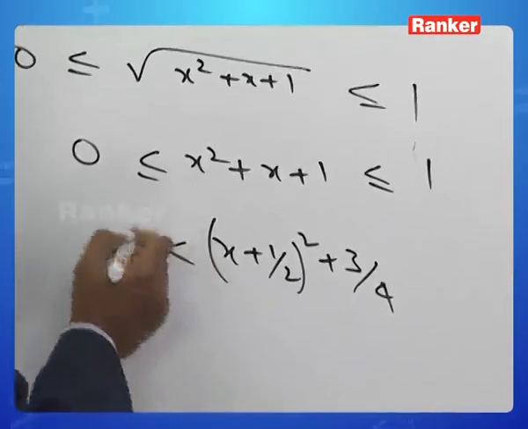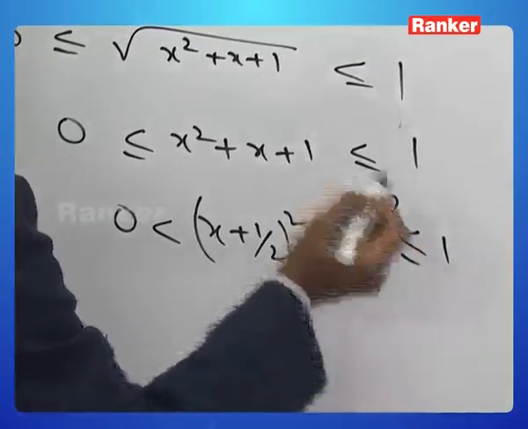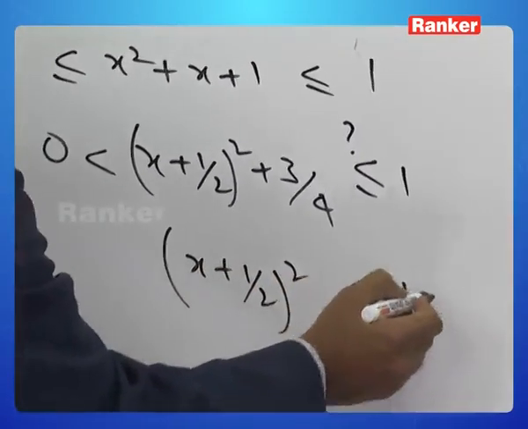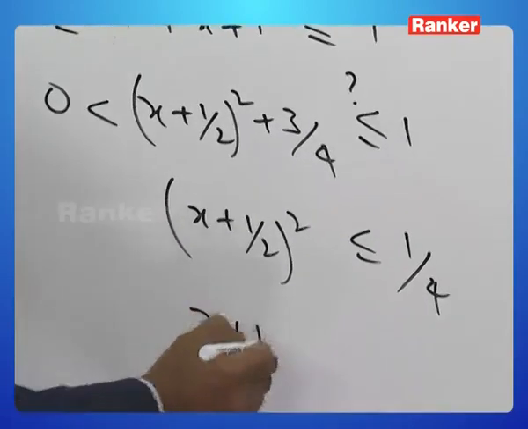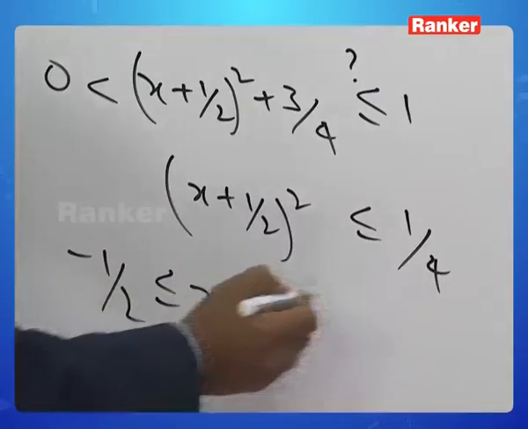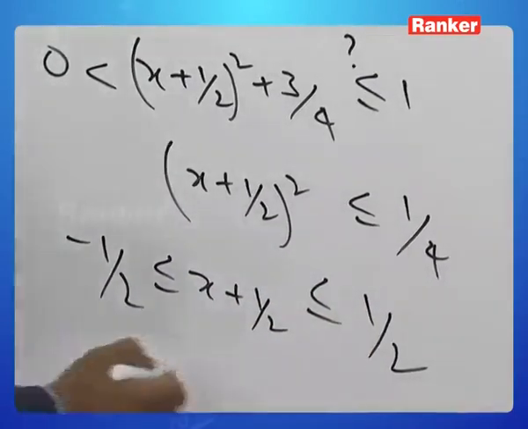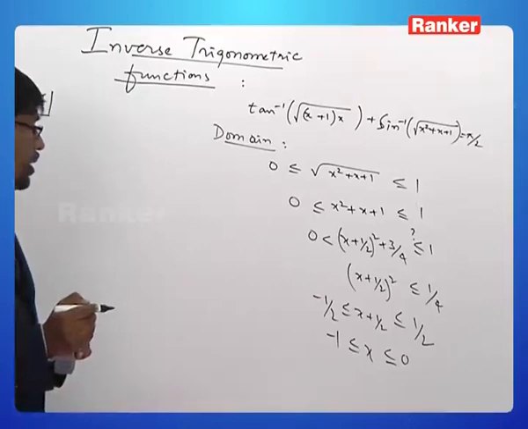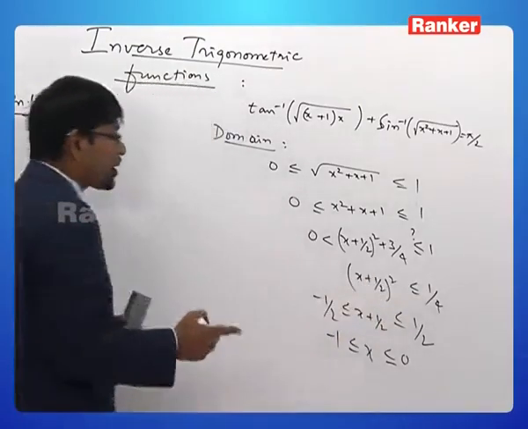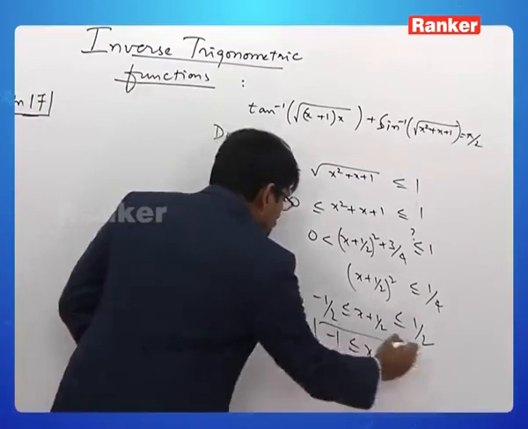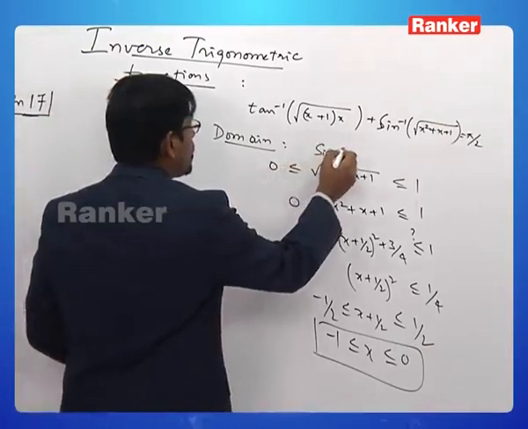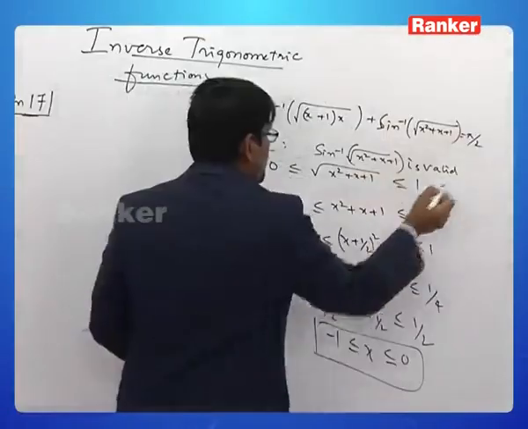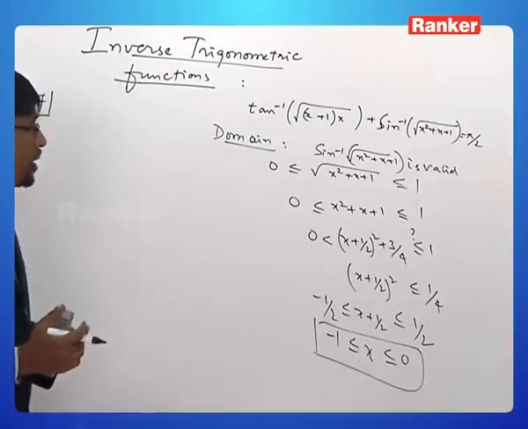That is clearly non-negative, in fact, and we want it to be less than or equal to 1. So this is what we want. In other words, we want x plus half whole square to be less than or equal to 1 by 4. So we want x plus half to be lying between minus 1 by 2 and plus 1 by 2. Let's subtract out half from here. In other words, x should lie between minus 1 and 0. That is, this sine inverse of root of x square plus x plus 1 is valid if and only if x lies between minus 1 and 0.